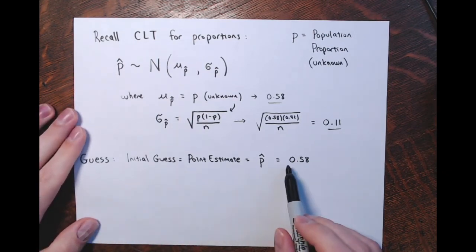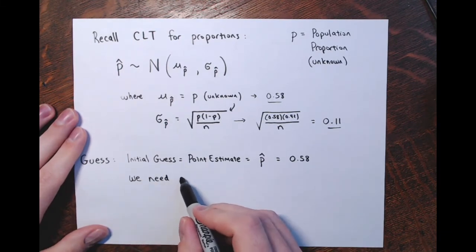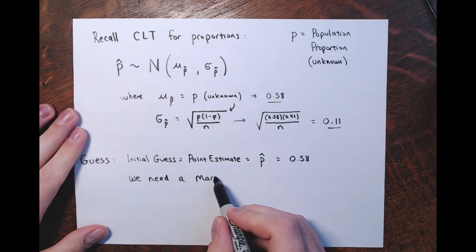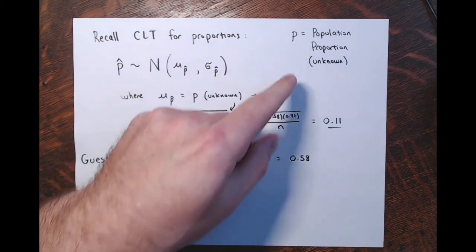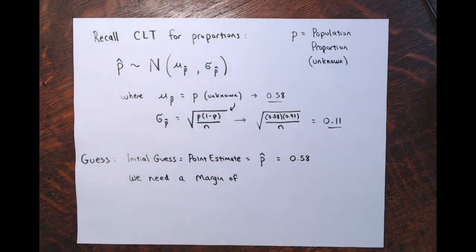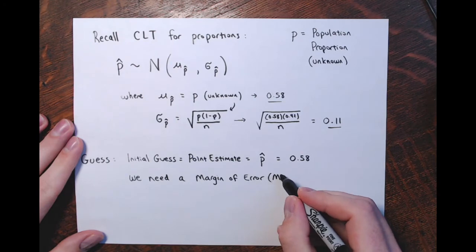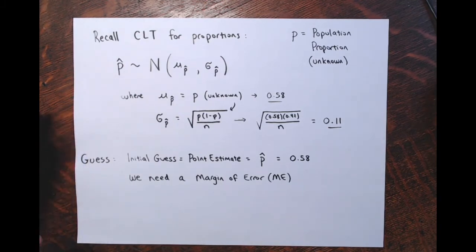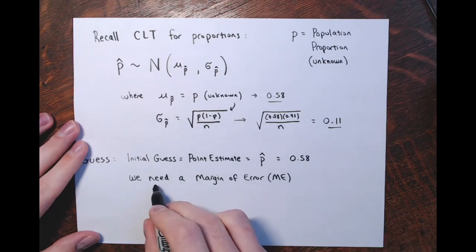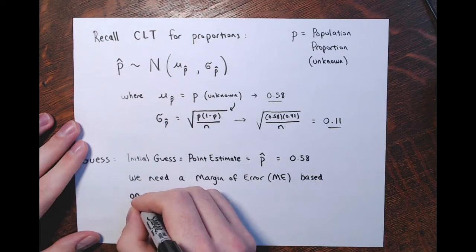So remember, we need an initial guess, we need a point estimate, and we need a margin of error. Right, the give or take. I'm going to guess that p is 0.58, plus or minus some value, some margin of error, which could be written ME or MOE, or EBM for error bound of the margin.